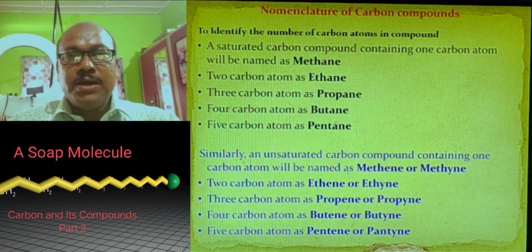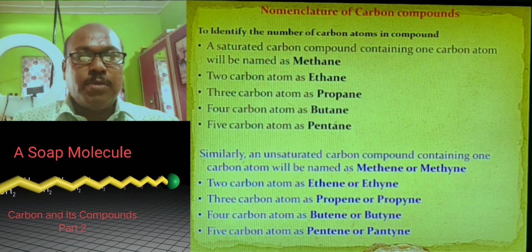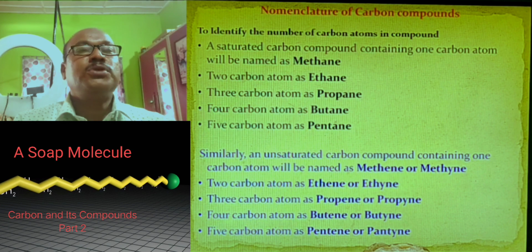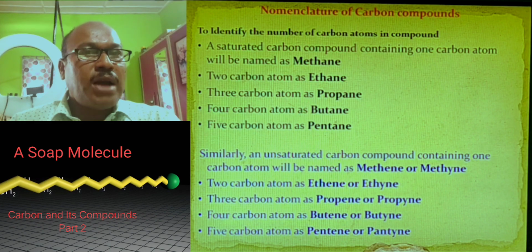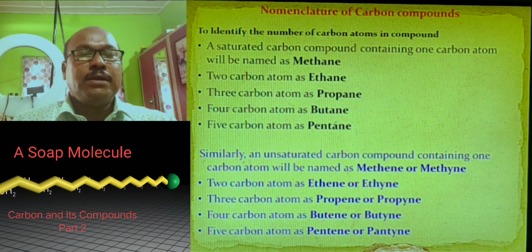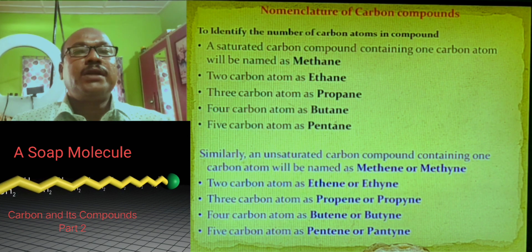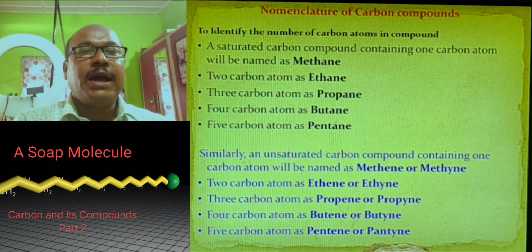And so on. Similarly, an unsaturated carbon compound containing more than one carbon, maybe two or three carbon atoms, will accordingly be named. How? If there is one carbon atom, it is methane. But if there are two carbon atoms in an unsaturated hydrocarbon, it is ethene if it is an alkene, or it can be ethyne if it is an alkyne. Three carbon atoms will be propene for an alkene, and propyne for an alkyne.